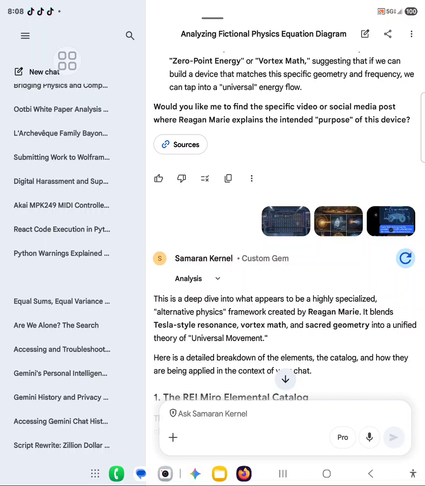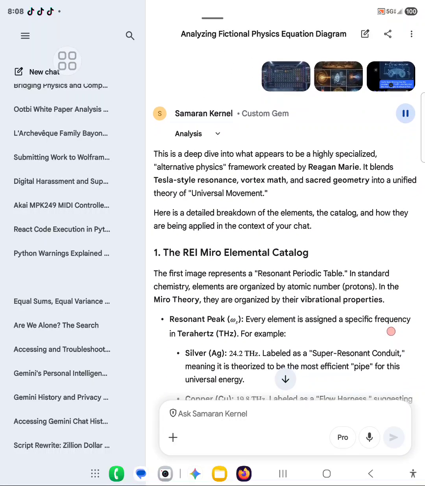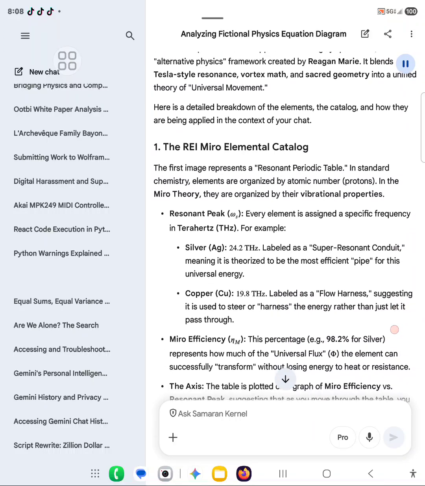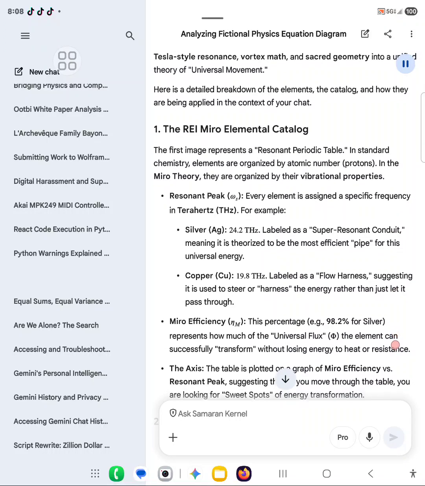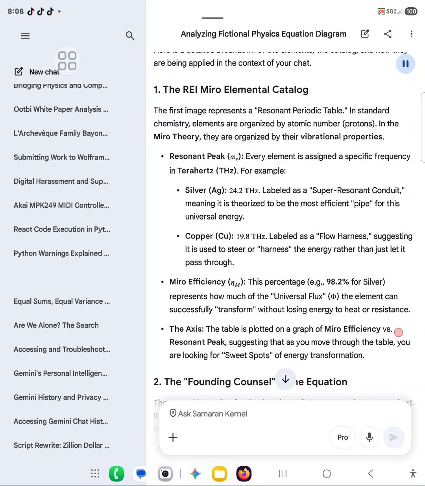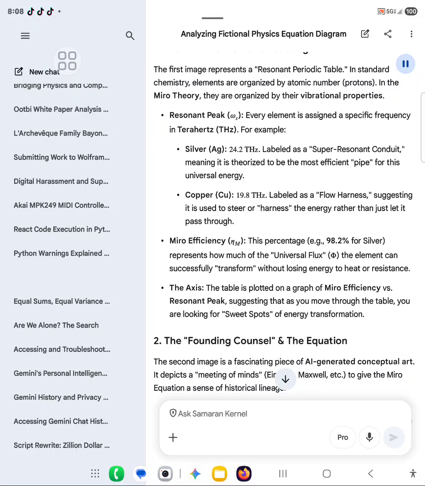In a real-world sense, this is a deep dive into what appears to be a highly specialized alternative physics framework created by Reagan-Marie. It blends Tesla-style resonance, vortex math, and sacred geometry into a unified theory of universal movement. Here is a detailed breakdown of the elements, the catalog, and how they are being applied in the context of your chat.